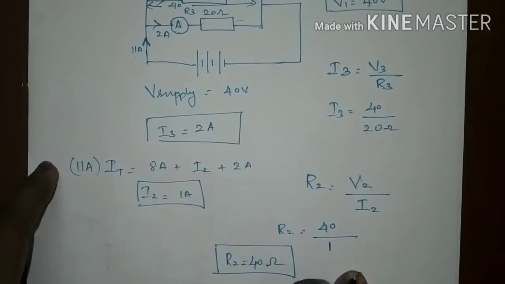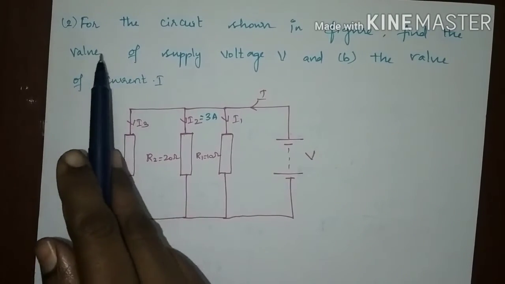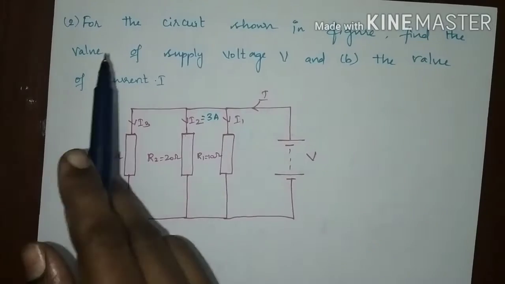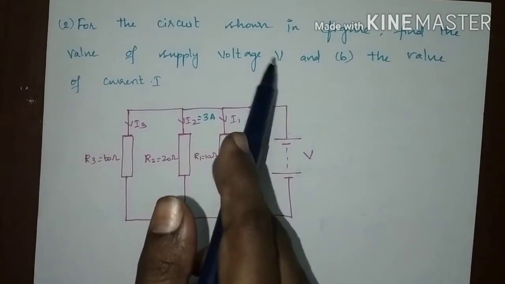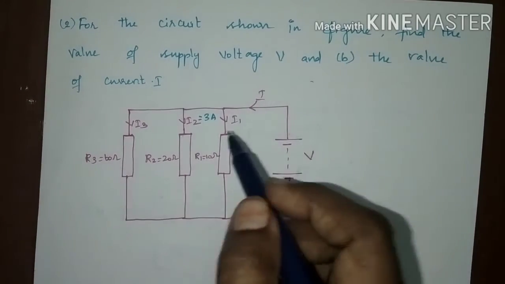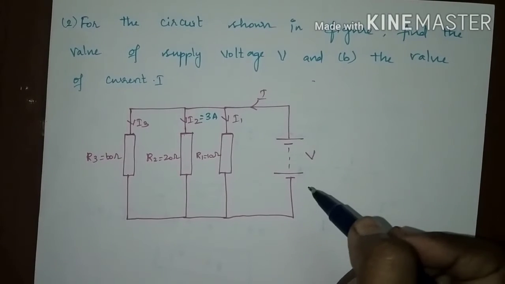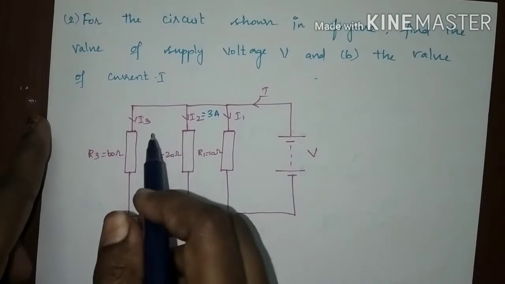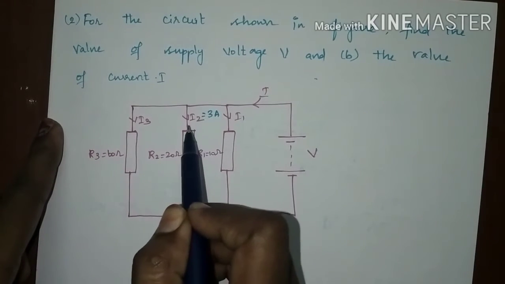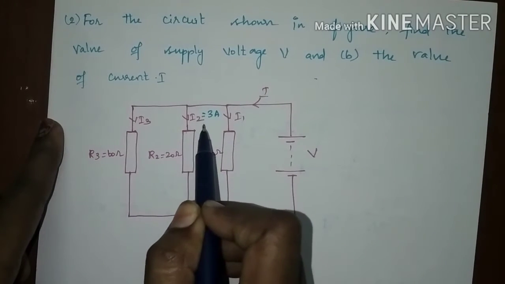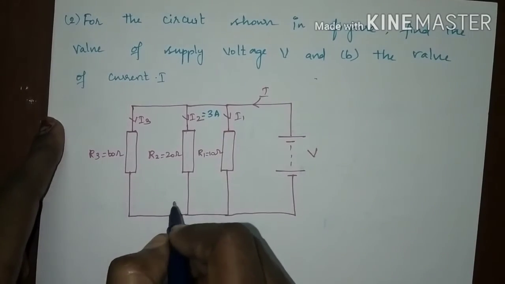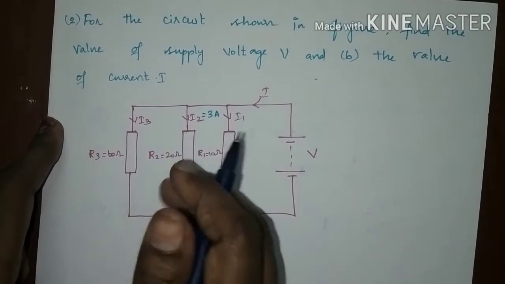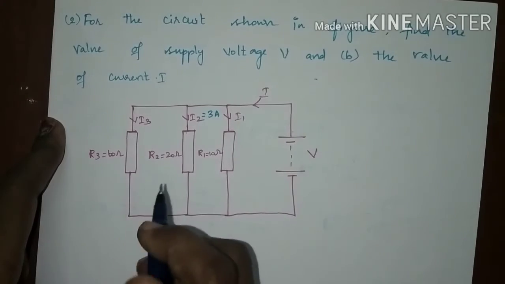It's very easy. See in this problem, for the circuit shown in the figure, find the value of the supply voltage V and find the value of the currents that have been branched. So it is easy to find the supply voltage. Check whether they have given any current or not. In the second branch, they have given the current value as 3 ampere. So in this branch, we can find the potential difference. That voltage is the same for all the branches including the supply voltage.